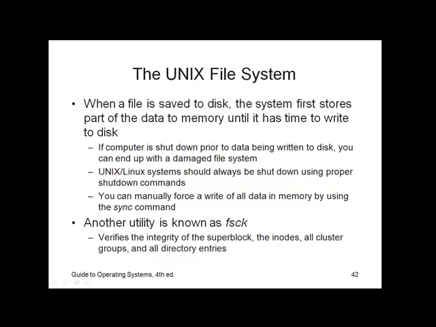Now, Unix and Linux systems should always be shut down using proper shutdown commands. You can manually force a write of all the data in memory by using the sync command. If you need to shut down the system unexpectedly, you can use the sync command and then shut the system down. Another utility in the Unix file system is fsck, file system check. It verifies the integrity of the superblock, the inodes in all the cluster groups, and all the directory entries. This is very similar to fdisk or check disk in Windows.